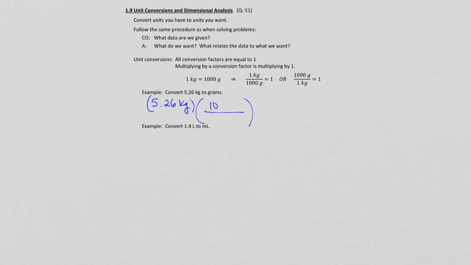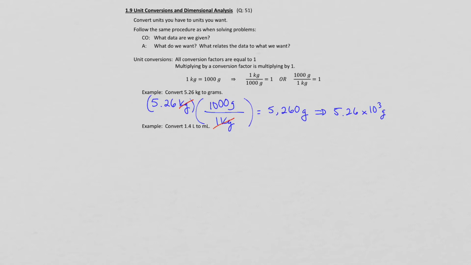What if we did this? 1,000 grams per 1 kilogram. Well, that works. Kilograms cancel out, and we are left with 5,260 grams. Also, if you wanted to be super specific, you could go 5.26 times 10 to the third grams. Also fine.